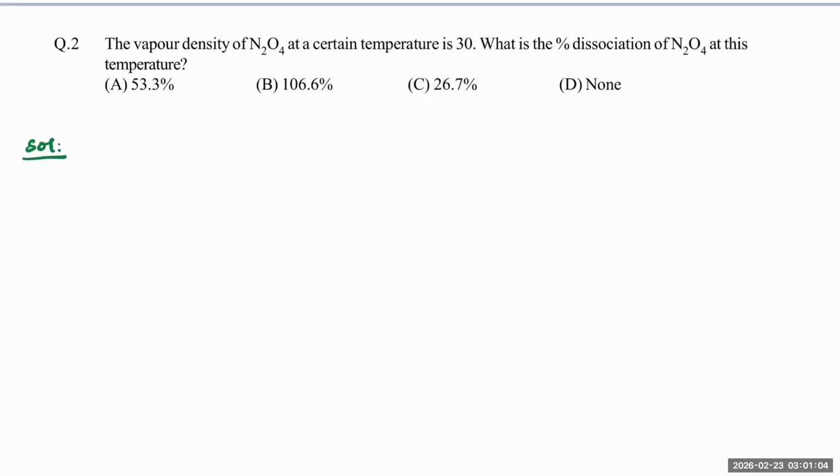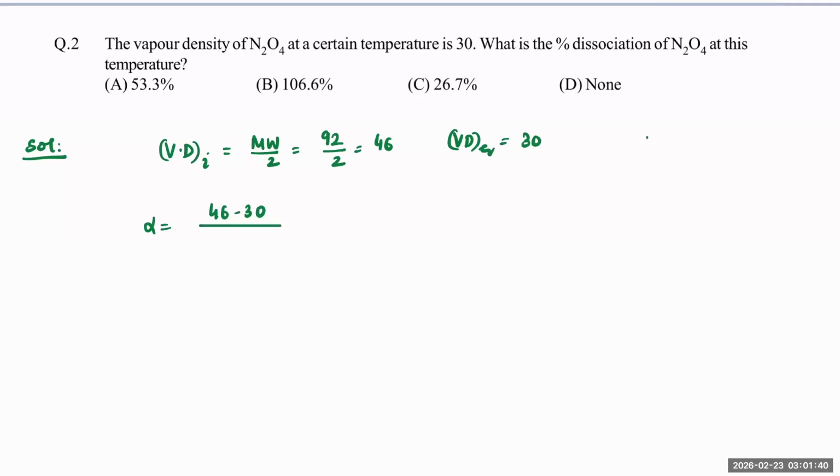The vapor density of N2O4 at a certain temperature is given. What is the percentage dissociation of N2O4 at this temperature? Basically, vapor density initial will be equal to molecular weight by 2, which is 92 by 2, which is 46. And vapor density at equilibrium is given as 30. Therefore, alpha is equal to vapor density initial minus vapor density at equilibrium, by n minus 1.